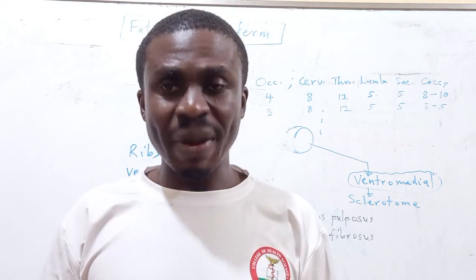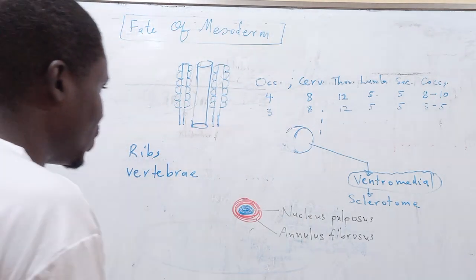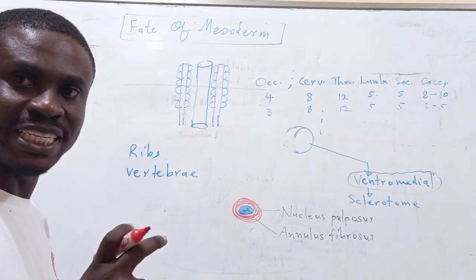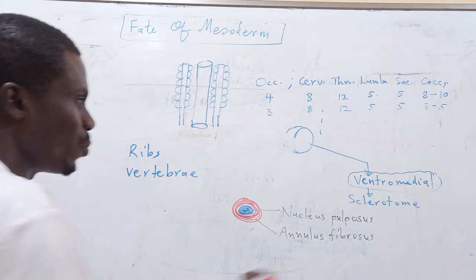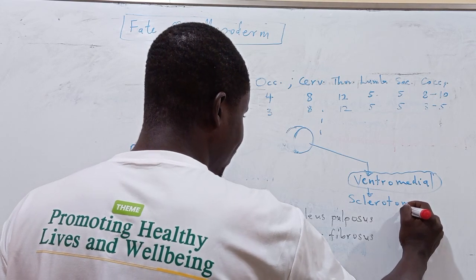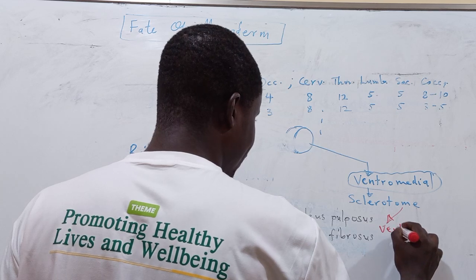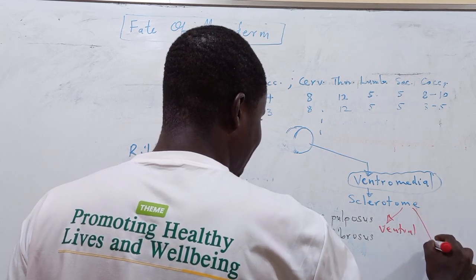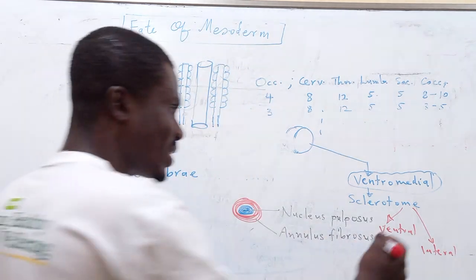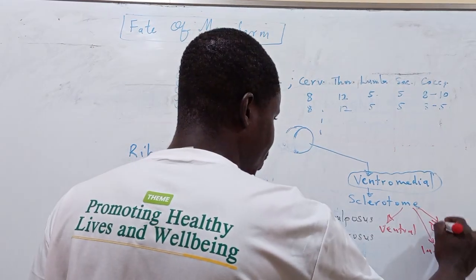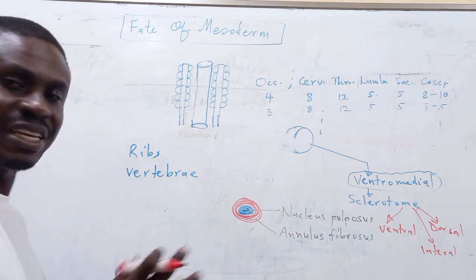Yes. But my friends, one thing I want you to also know is that when I take this sclerotome, that sclerotome is differentiated into three components. We have what we call the ventral sclerotome. We have what we call lateral sclerotome. And then we also have dorsal sclerotome. Yes, I want you to know that, forming all these things.